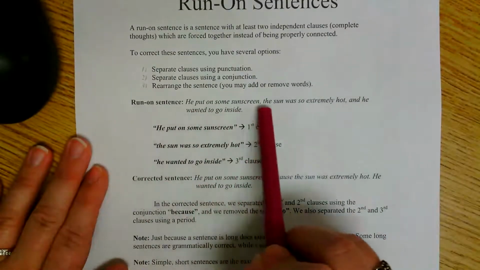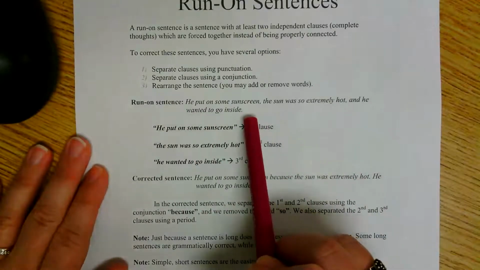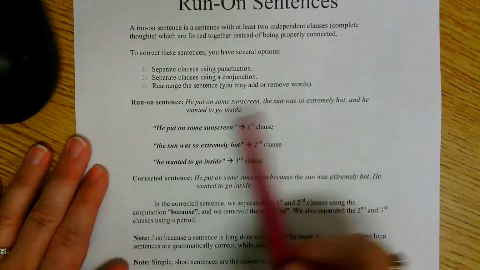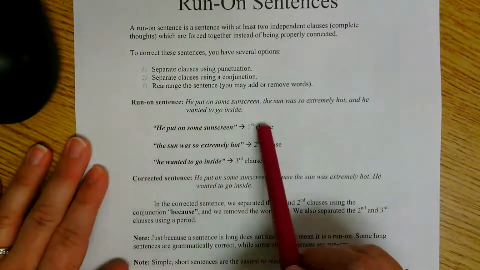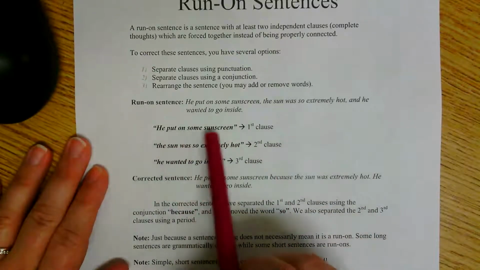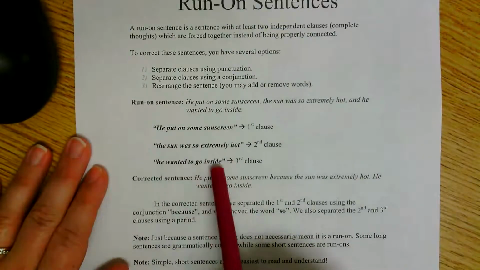He put on some sunscreen. The sun was so extremely hot and he wanted to go inside. It just seems to keep going and going. So look how we broke apart this run-on sentence. So technically this sentence has three separate clauses, three separate complete thoughts. He put on some sunscreen. The sun was so extremely hot. He wanted to go inside.